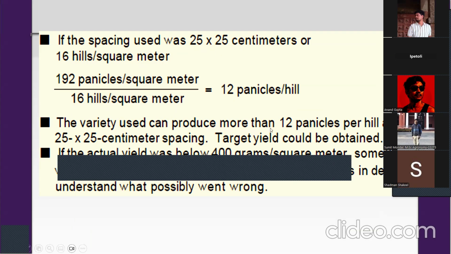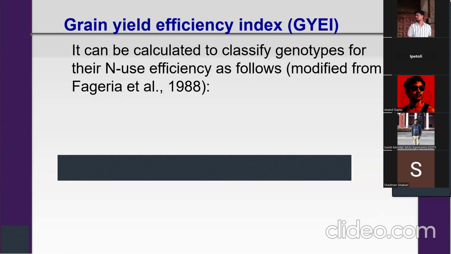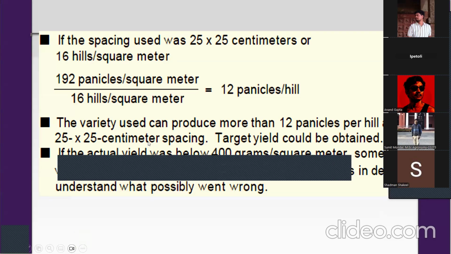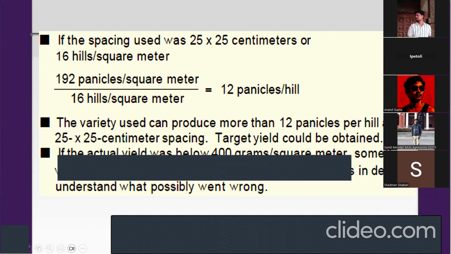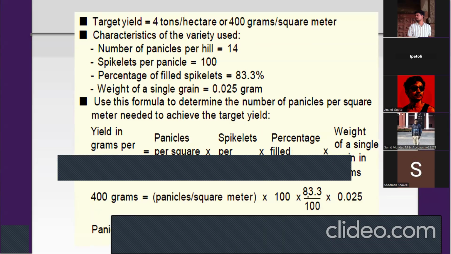The variety used can produce more than 12 panicles per hill at 25 into 25 centimeter spacing. Target yield could be obtained if the actual yield was below 400. Anyways, I hope you are successful in doing this numerical, and this can be applicable to other parameters also.